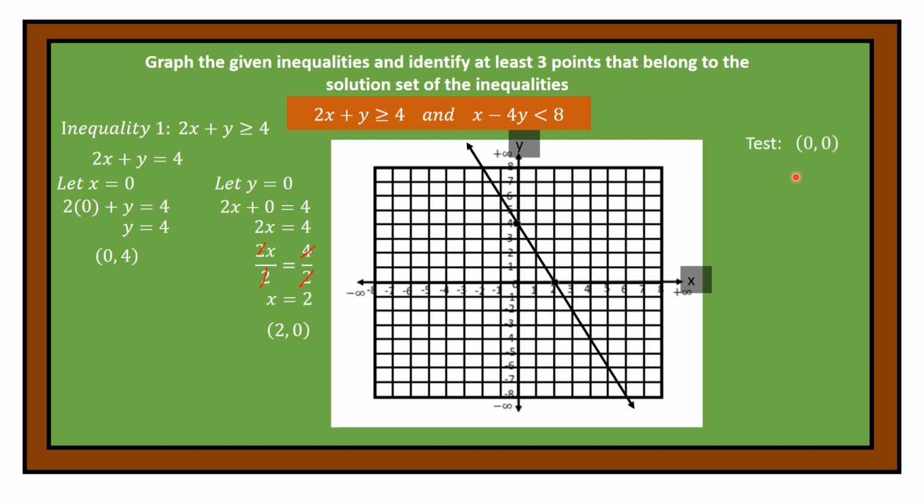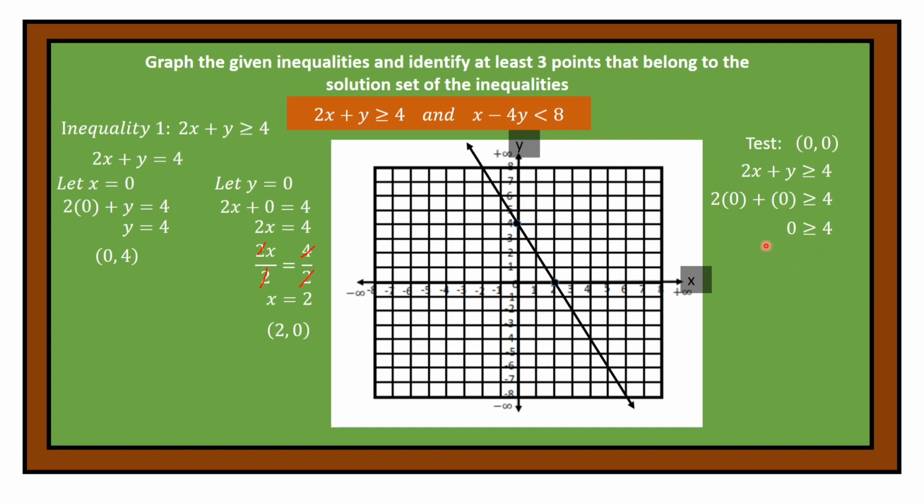So, kukuha tayo ng testing point. Gamitin natin ng origin as testing point, which is 0, 0. So, yung 0, 0, isa-substitute natin as value of x and y sa ating inequality. So, we have here 2x plus y is greater than or equal to 4. So, ito ay magiging 2 times 0 plus 0 is greater than or equal to 4. So, kapag sinolve natin, so meron tayong 0 is greater than or equal to 4.